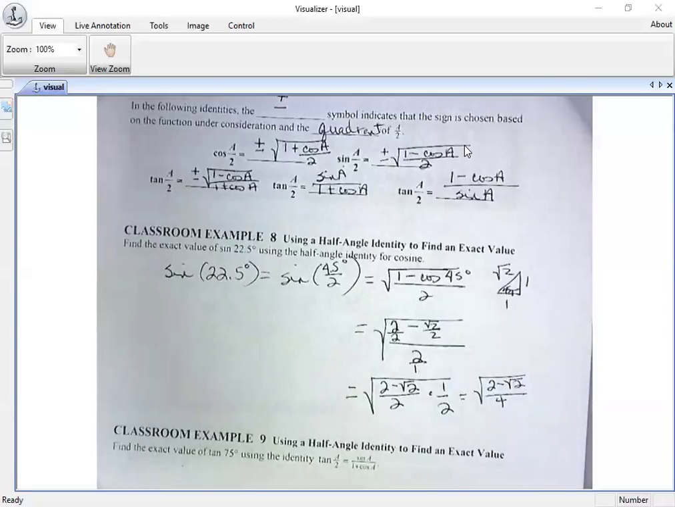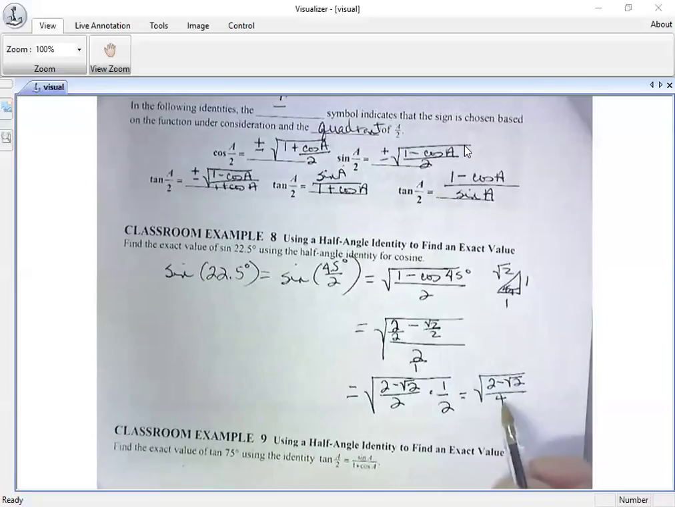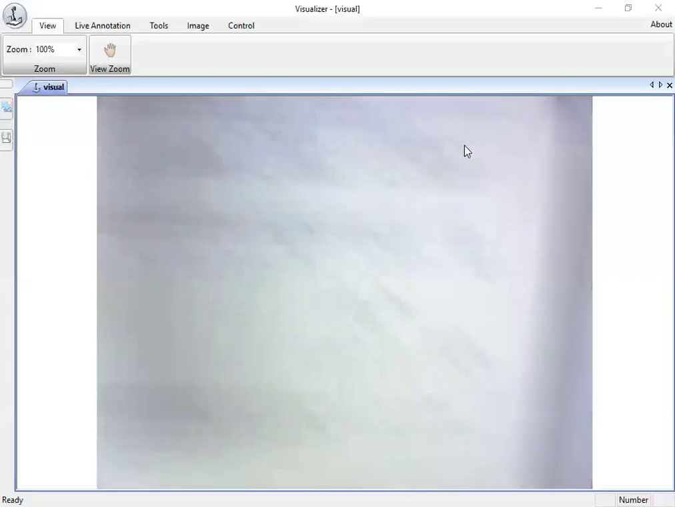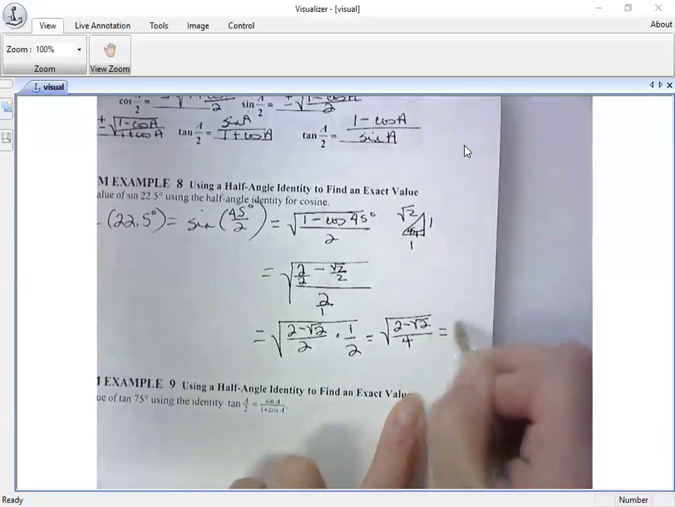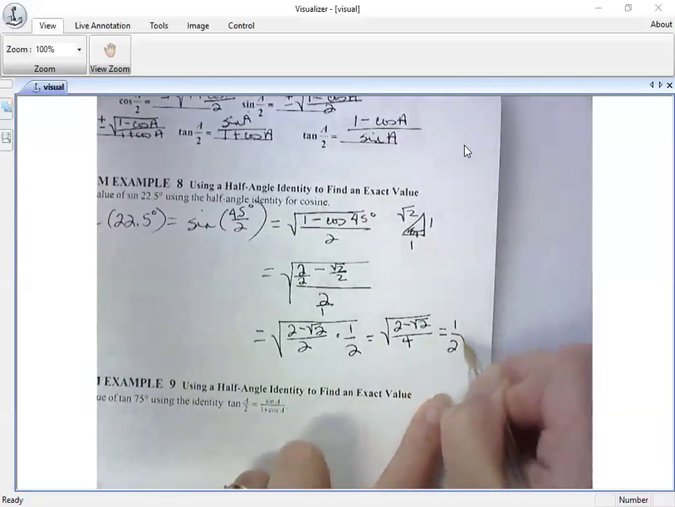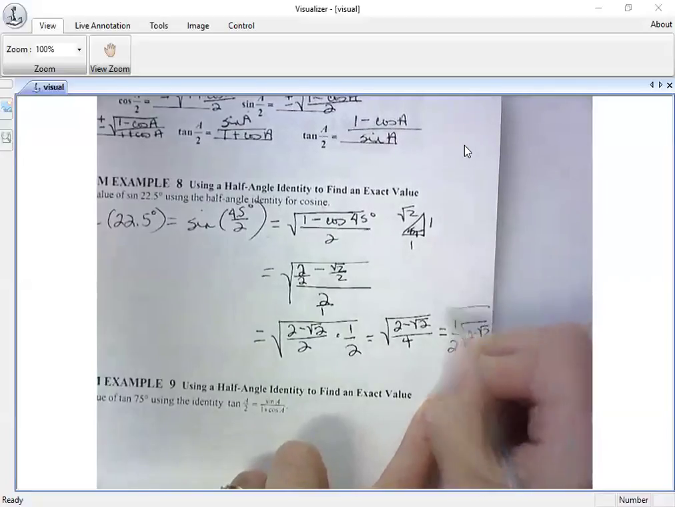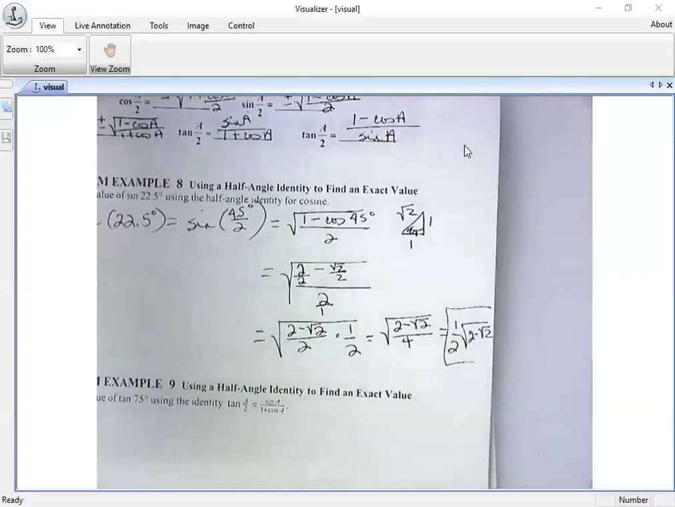So is there some way that I could clean up the denominator? Instead of leaving 4 under the square root, it actually turns into what? Yeah, the square root of 4 is 2, but it's in the denominator. So I could write this as 1/2 times the square root of 2 minus the square root of 2. And I'm going to let you leave the radical under the radical. That's okay to do that.